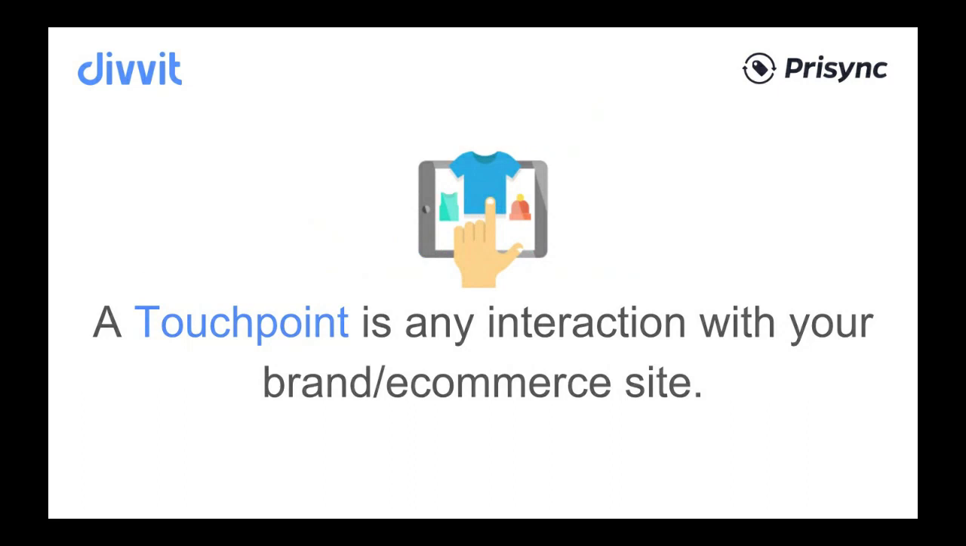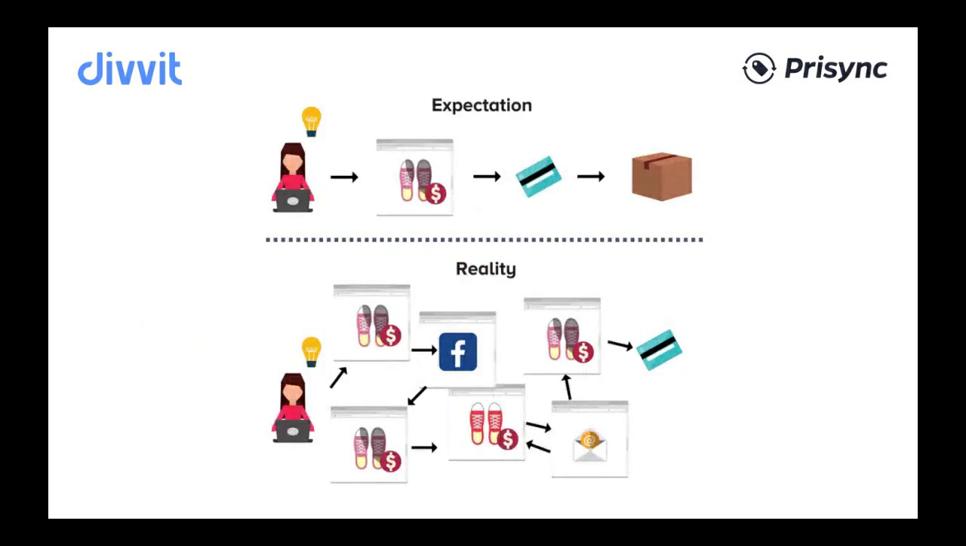Any touch point is an interaction with your brand or your e-commerce site. You've got 2 different kinds. You've got on-site touch points, which happen directly on your site, and these are the ones we can track in your analytics. And then we have off-site touch points, which would happen, for example, on your social media page, or perhaps just having your brand in front of someone's eyes on a different site, like as a display ad banner or something.